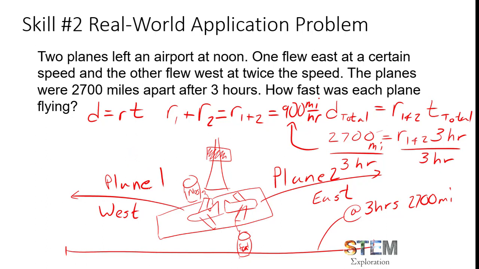So if we understand that plane 1 is twice as fast as plane 2, well, we can take these variables and keep trying to attribute relationships until we can find the final answer that we're looking for. So for example, how does R1 relate to R2? Well, we know that plane 1 is twice as fast as plane 2. So if we say that R1 is equal to 2 times R2, we can show that that relationship works.